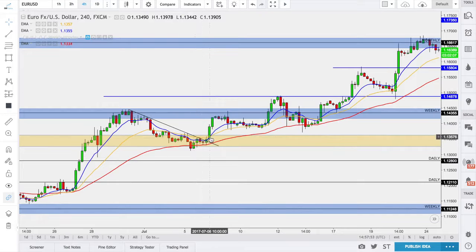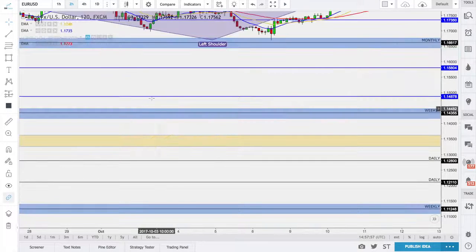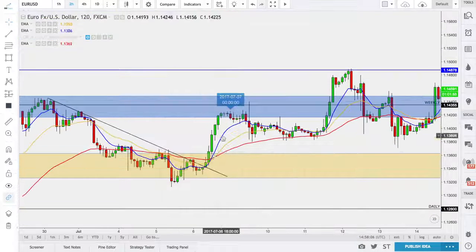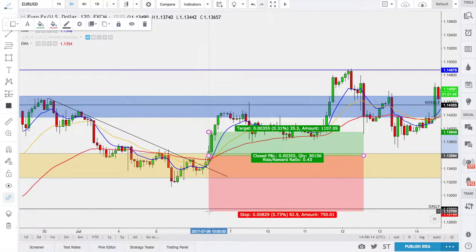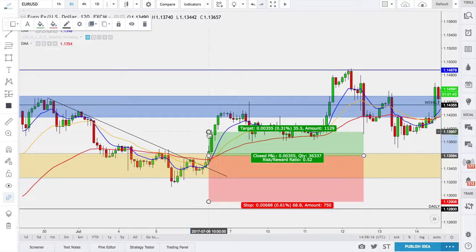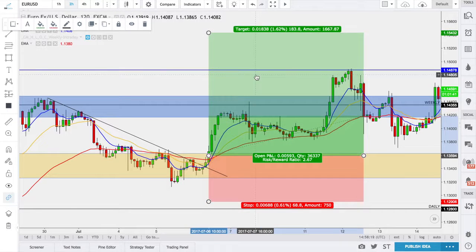If we scale onto the 1 hour on the 8th of July, we'll go for the 2 hour in fact. Breakout here, long from there, stop loss in around here, and then obviously once again a huge target. So this occurred definitely after the crossover.